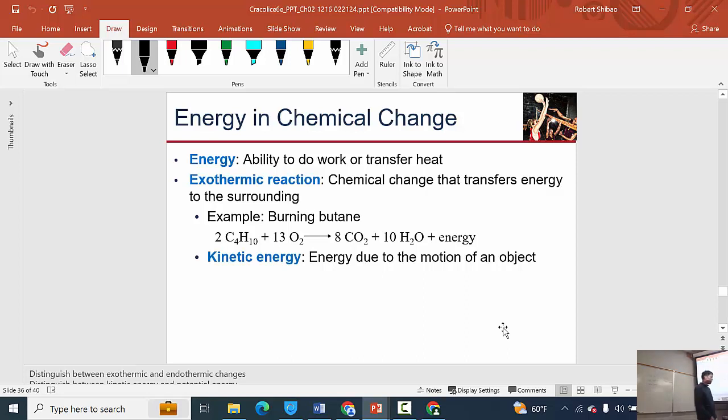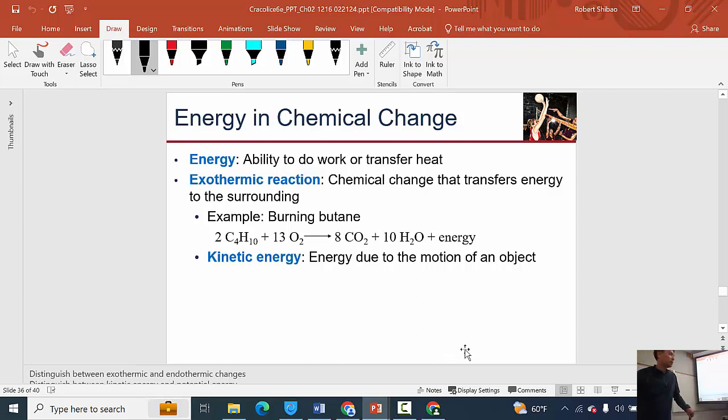We don't always show it like this as balanced, but this would be exothermic. Energy is being generated. If we're endothermic, we put energy on this side because these are what's being consumed in this reaction. And this is a chemical change, a chemical reaction here. And that would be a chemical equation representing it here, exothermic.